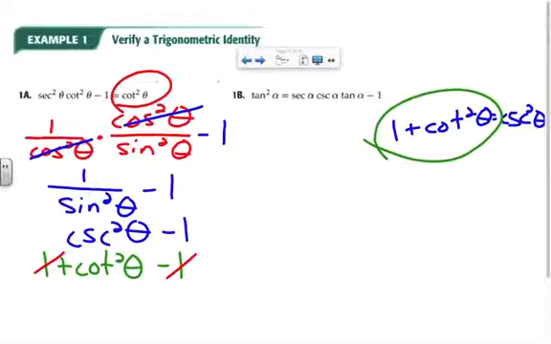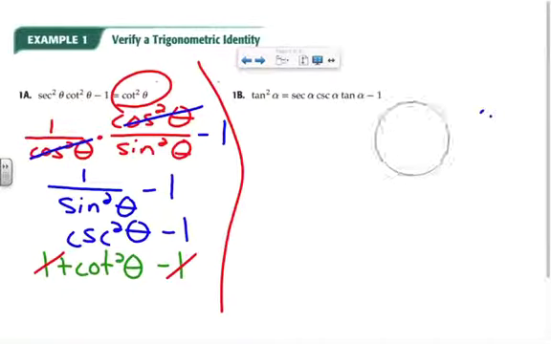So that's the kind of thinking that we're using here. We're working one side of the equation and pretty much simplifying it down until we end up with the other side of the equation. So let's use that same thinking in part B. In part B, I look at that identity, and this time the right side of the equation looks more involved. So I'm going to work on that side. So I'm not doing anything to the left-hand side.